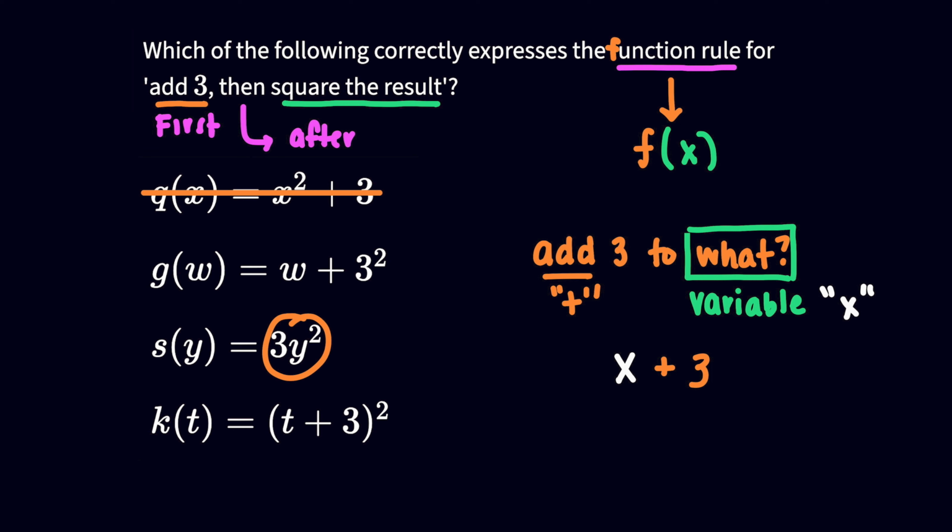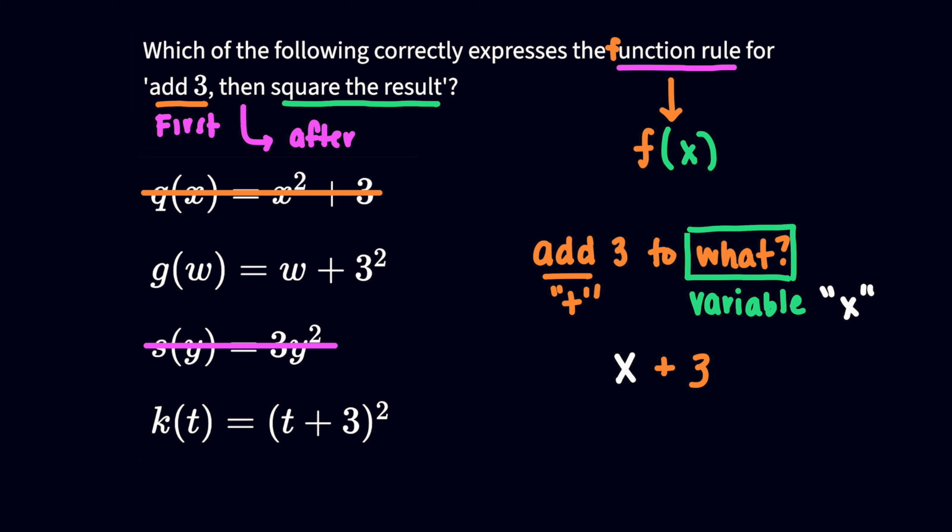This one, where's the addition? I don't see it. So goodbye. Don't even have to look at that one ever again. And then for the final one, what was that? The final one has our variable x, or in this case, t, plus 3. So we'll keep it. So we now got a 50-50 shot.